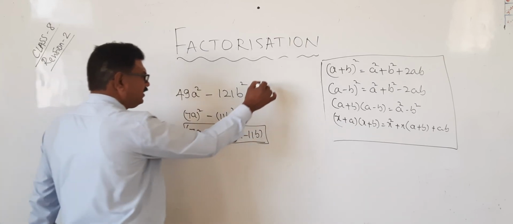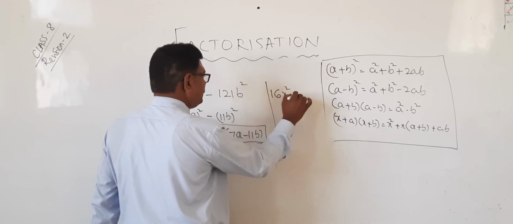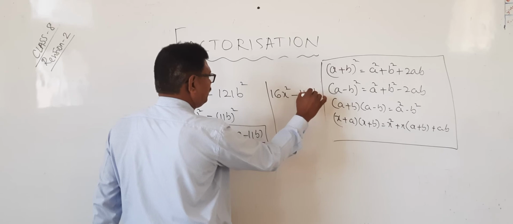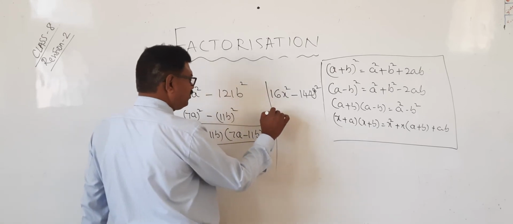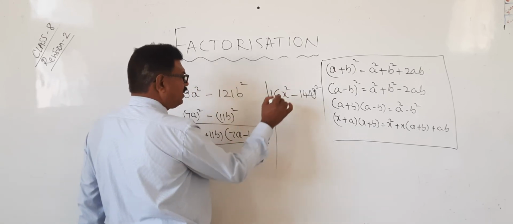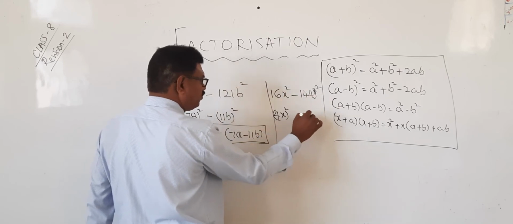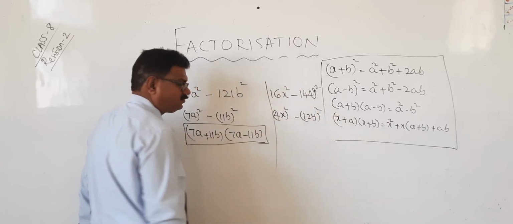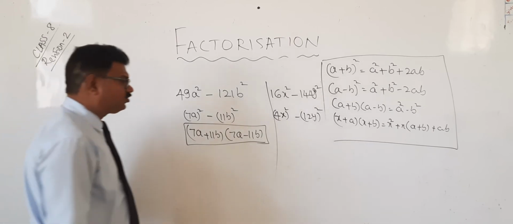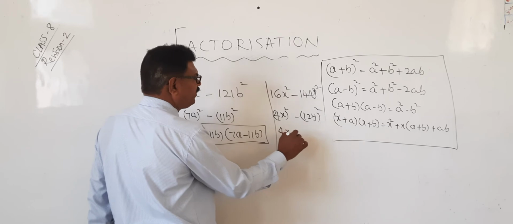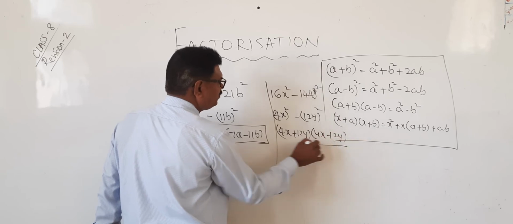Did you understand? Yes. Like that only. One more: 16x square minus 144y square. Square root of 16 is 4. Square root of x square is x. Minus square root of 144 is 12. Y square is y whole square. Therefore, 4x whole square minus 12y whole square. So we can write 4x plus 12y into 4x minus 12y. So this is nothing but factorization.